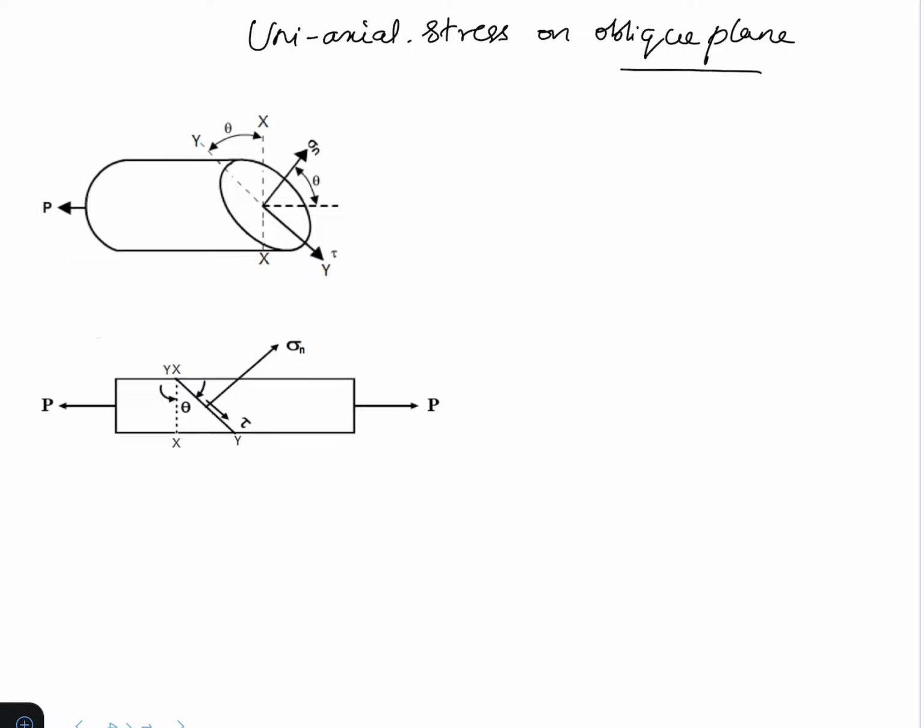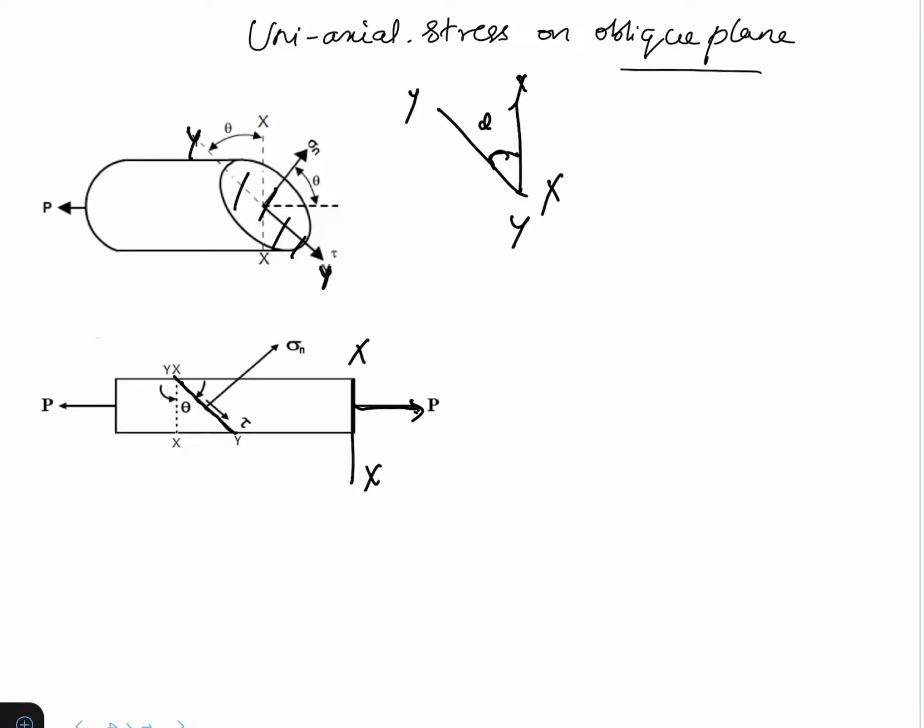Let us discuss uniaxial stress on an oblique plane. This is our oblique plane. This plane is represented as YY and it makes an angle of theta with our perpendicular plane XX. This section, where the tension force P is acting perpendicular to it, is our XX, and we are cutting an oblique plane like this, YY.